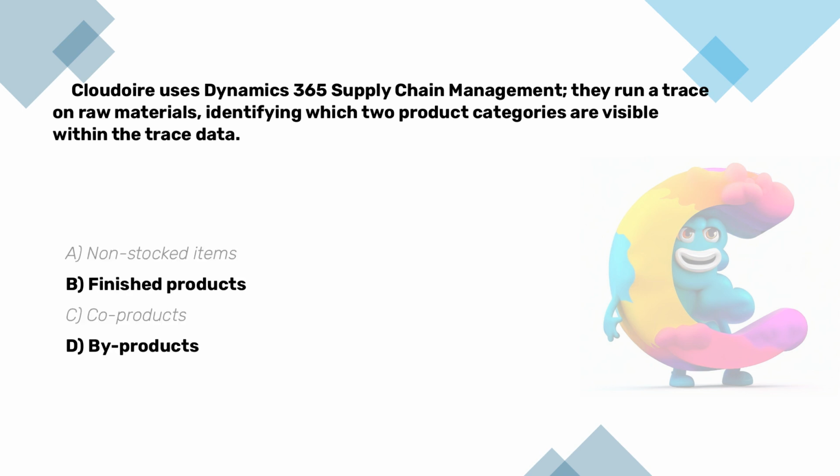In Dynamics 365 Supply Chain Management, when tracing raw materials, the two main types of products visible in the trace output are finished products. These are the completed items resulting from processing or manufacturing activities. Byproducts refer to leftover materials that are not as valuable as the final finished product and can be sold separately.